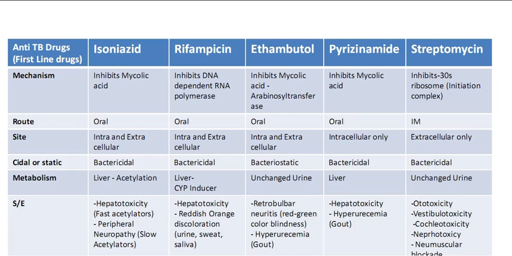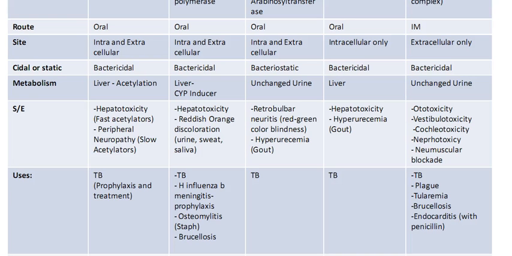Now, the side effects are the same side effects which are shared by all the aminoglycosides, and these side effects are ototoxicity. Ototoxicity constitutes vestibular toxicity and cochlear toxicity. With vestibular toxicity, the patient usually complains of loss of balance and vertigo, and with cochlear toxicity, the patient usually complains of hearing loss, which usually starts with high tone deafness.